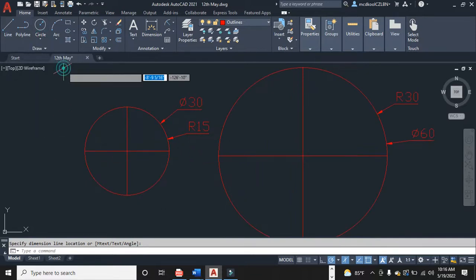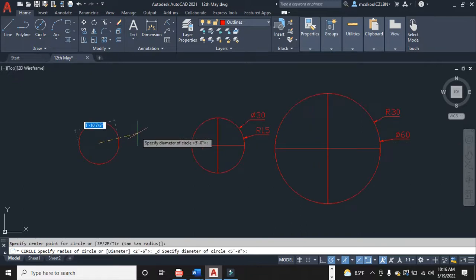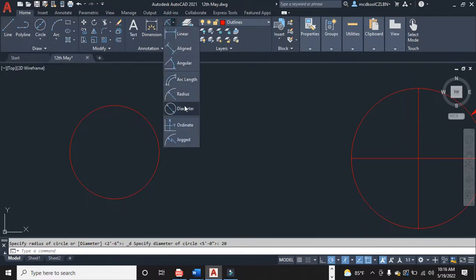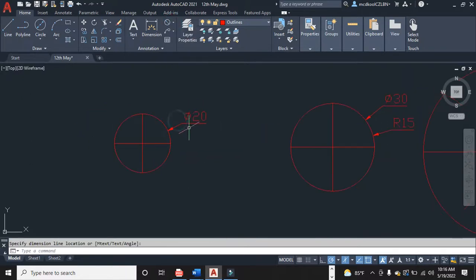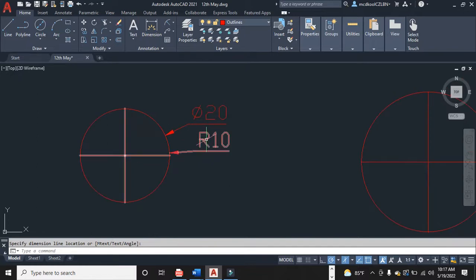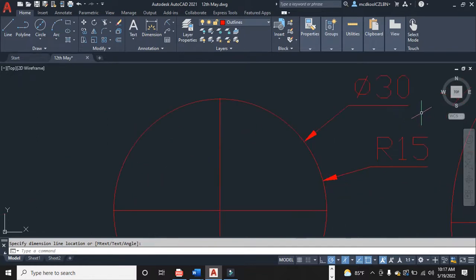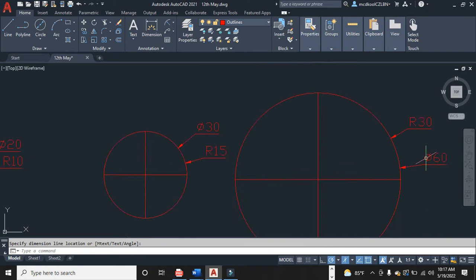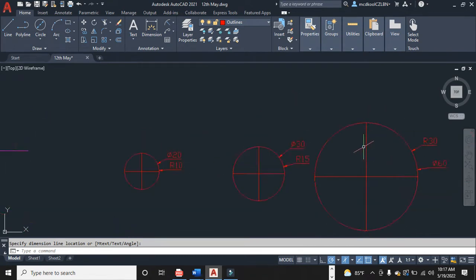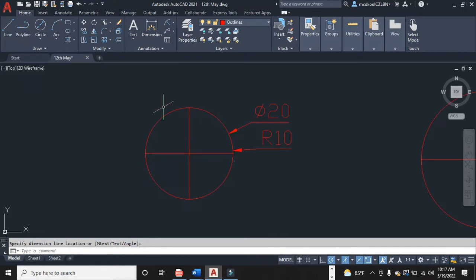Let me draw another circle. This circle here will be diameter 20. If the diameter of this circle is 20, what do you think the radius will be? Why 10? It's half. So if the diameter is 20, you see the radius is 10 here, which is half. Diameter is 30, what's half of 30? Diameter is 60, what's half of 60? Okay. So the radius is half the diameter.